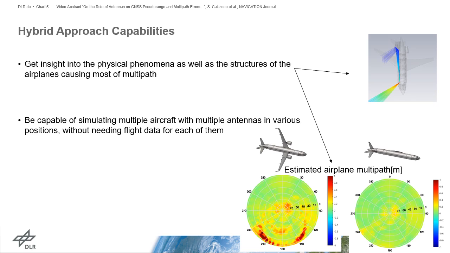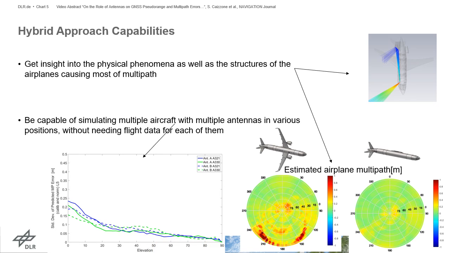Moreover, we are also able to simulate multiple aircraft and multiple antennas in various positions without needing flight data for each of them, with a clear benefit in terms of costs. And this also helps us in understanding whether different antennas or different aircraft would get similar results or not.